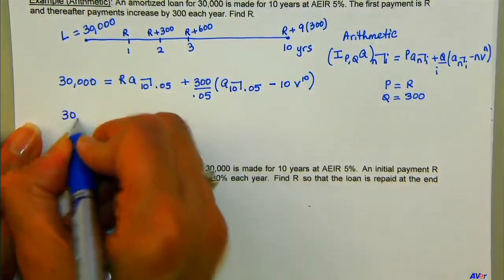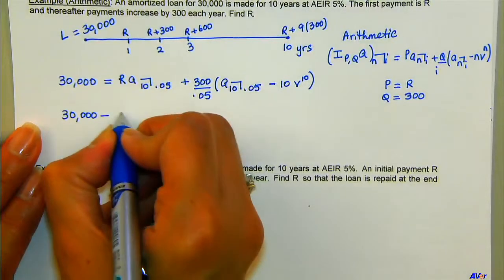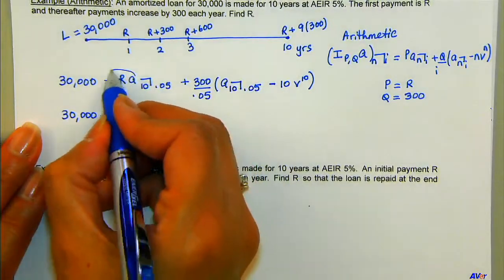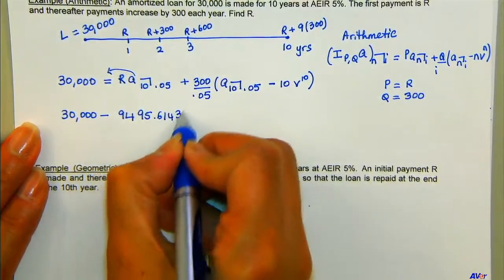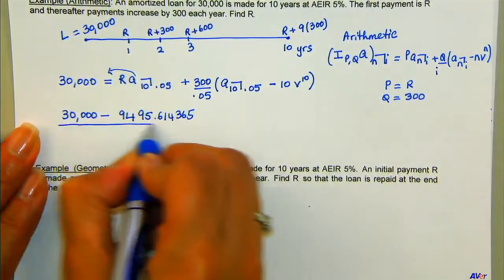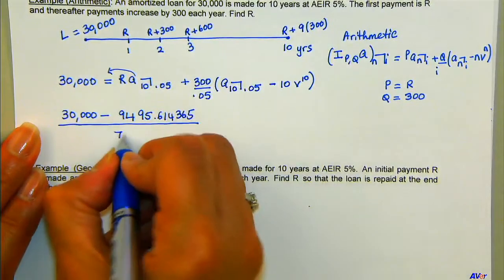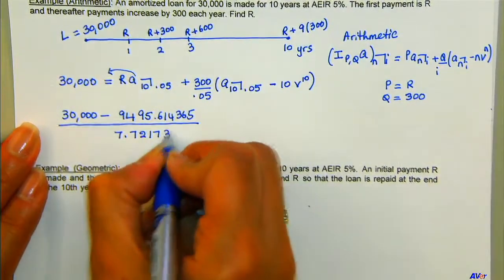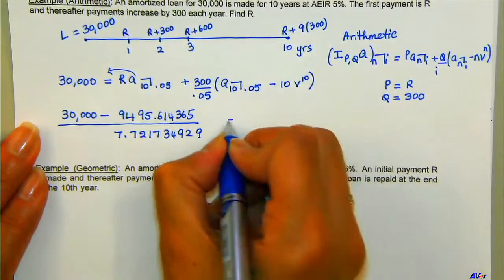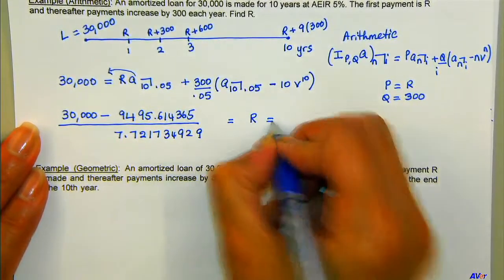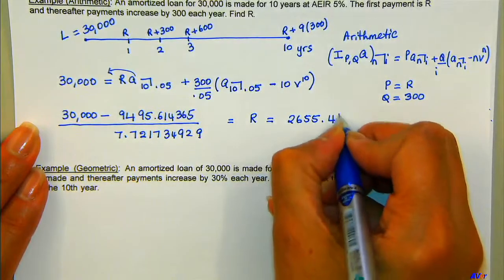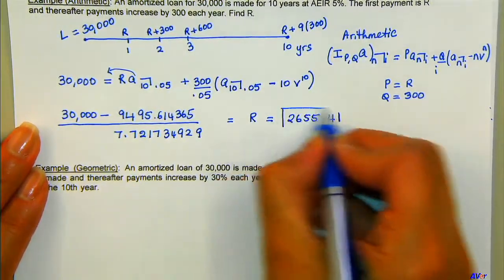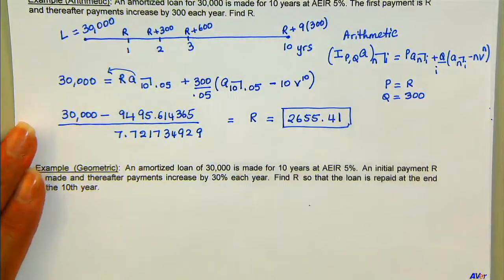So 30,000 minus, let's bring this term over, 9495.614365 divided by 7.21734929. The answer for R turns out to be 2655.41. Totally doable. Let's do the next one.